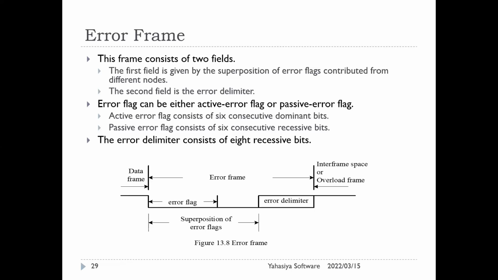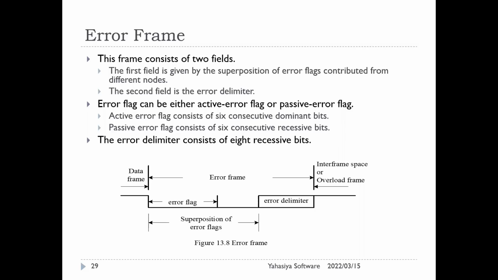To denote what type of error it is, we have 6 consecutive dominant bits in case of an active error and 6 consecutive recessive bits in case of a passive error. We have it like that. Clear? The error frame will be transmitted when there is a bus error.